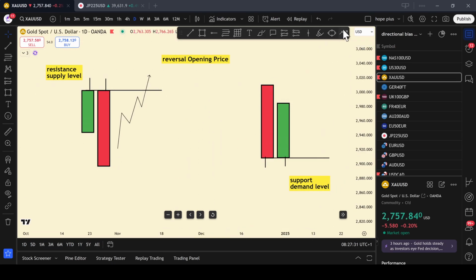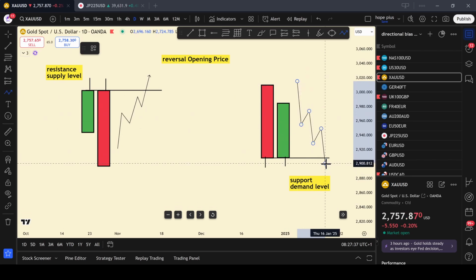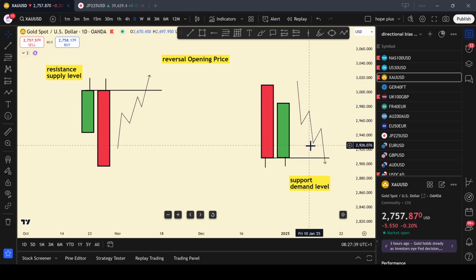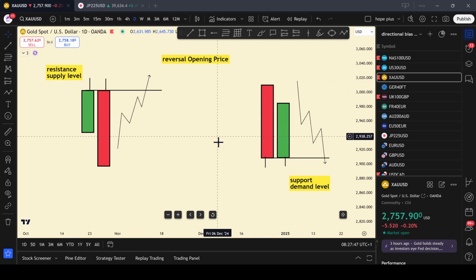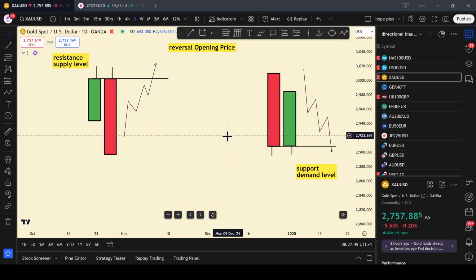So what am I doing? When price comes back to this level, I'll form my trading decision around it to look for a buy trade opportunity and profit from the market. Simple as that. All right, let's go to the chart and identify these levels.